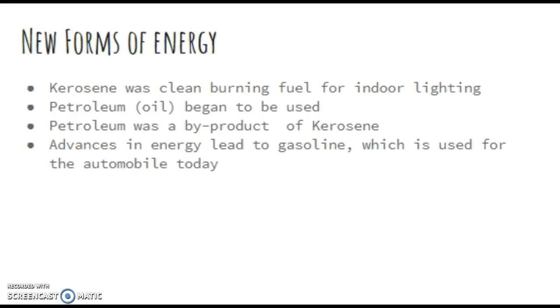We also see new forms of energy, such as kerosene, a clean burning fuel for indoor lighting. We also see petroleum, which is an oil, began to be used. Petroleum was a byproduct of kerosene. Advancements in energy led to gasoline, which is used for the automobile today. So just to give you a little background on where we get gasoline, Abraham Gesner creates kerosene, which is distilled from crude oil. And then Edwin Drake created the steam engine for oil drilling. Now, gasoline is extracted from that petroleum and used for the newly created automobile.